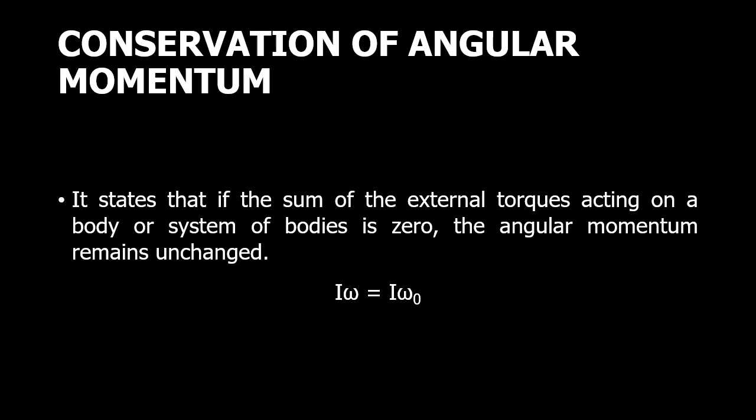Now, let's move on to the conservation of angular momentum. It is defined that if the sum of the external torques acting on a body or system of bodies is zero, the angular momentum remains unchanged. So below we have the formula I multiplied by omega is equal to I sub 0 multiplied by omega sub 0, meaning the final and the initial angular momentum should be equal.